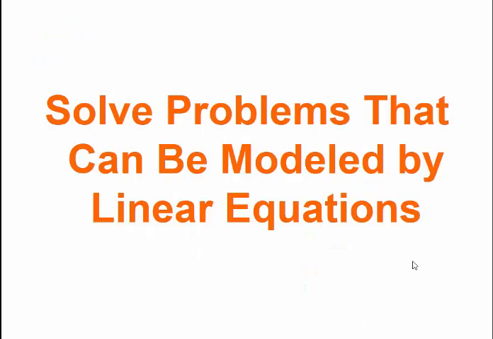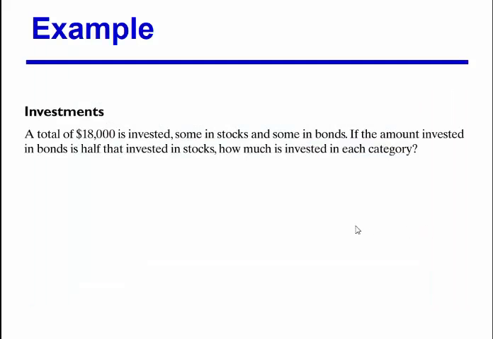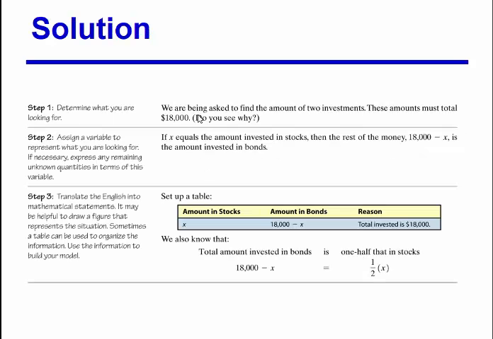So we're going to solve problems that can be modeled by linear equations. So I'm not going to read all these steps to you, but these are the steps that you can follow when you solve an applied problem. So the one that we have here is a total of $18,000 is invested, some in stocks and some in bonds. So if the amount invested in bonds is half that invested in stocks, how much is invested in each category? And so the first thing is we're being asked to find the amount of the two investments. These two must equal 18,000.